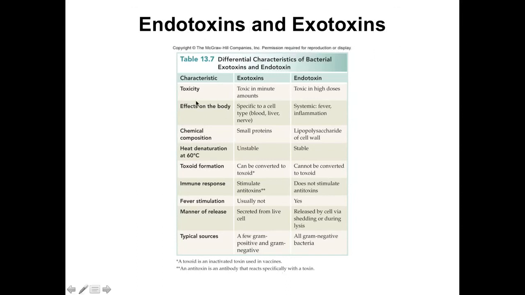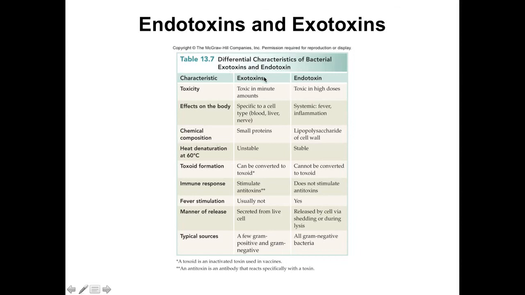So endotoxins and exotoxins. Exotoxins are actively released by the cell, and these are used to break down materials within the host. Endotoxins, on the other hand, are toxins that are only released after the bacteria dies. They're bits and pieces found within the bacteria, and as soon as the bacteria dies, those bits and pieces get released and cause a toxic effect in the cell. So they both have slightly different functions.